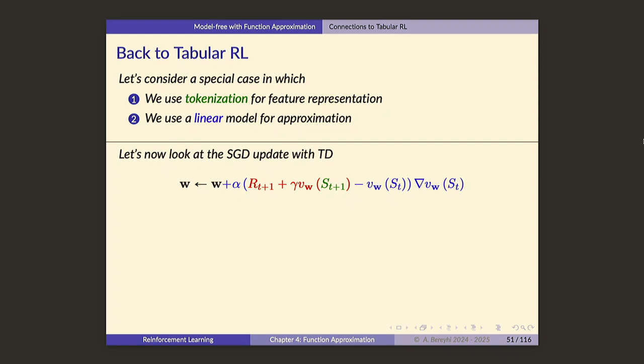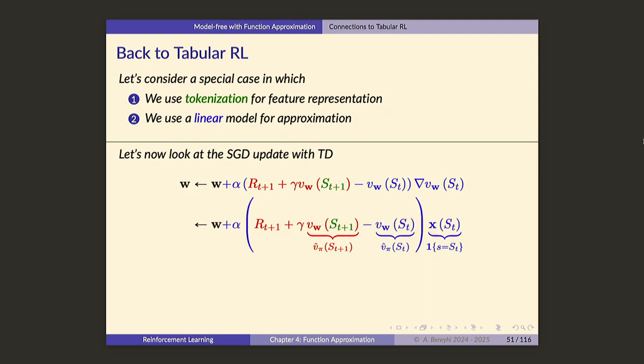So if I do TD, this is my estimate: my immediate reward plus the value of the next state given by the neural network or the model, minus the value of the current state that I am in. This is the scalar multiplied with the gradient. Now, let me replace every single term here.